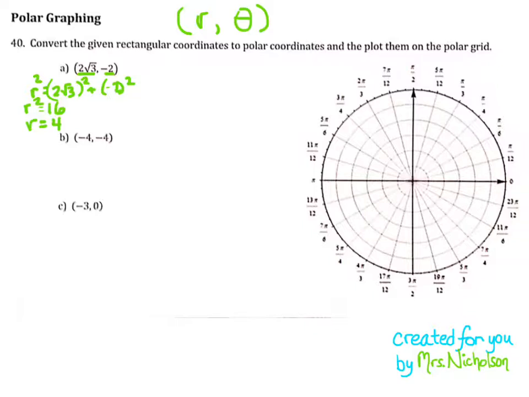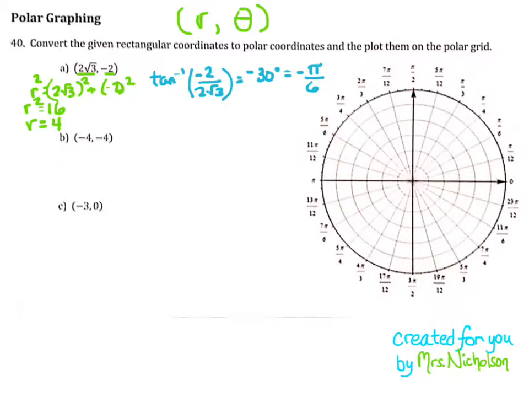And now I need an angle. To find the angle, we're going to use inverse tangent of the y coordinate over the x coordinate. And that's going to give us an angle of -30 degrees. But since our graph over here is in radians, 30 degrees, that's the same as negative pi over 6 radians.